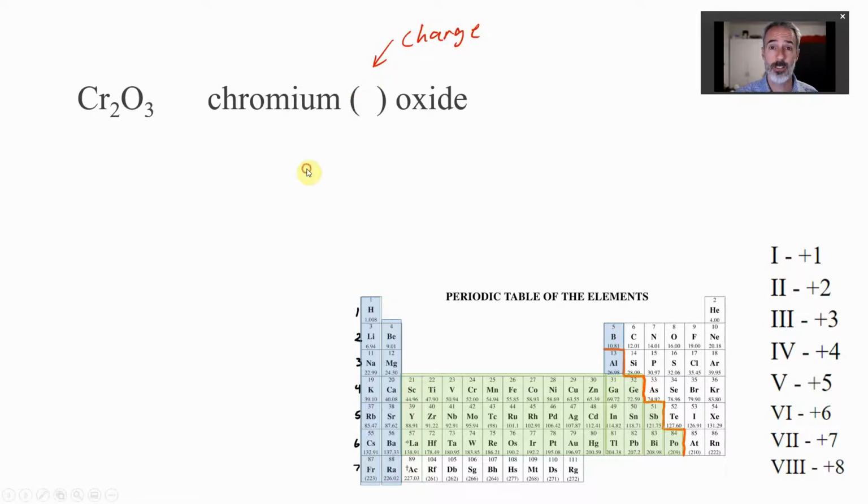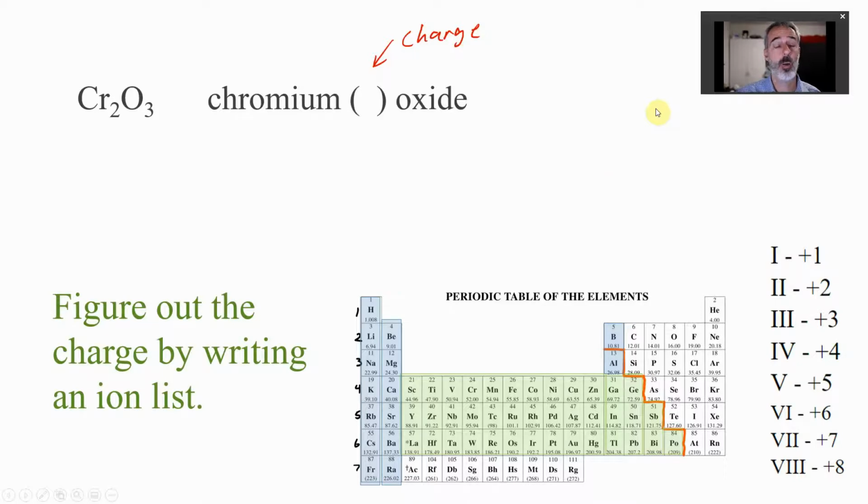The answer is make an atom counting list. Now I want you to help me on this one. In my list, I'm going to have how many chromiums? 2. There were 2 chromiums in the compound. I do not know their charges. How many oxygens go in my list? 3. What's the charge of oxygen? It's 2-. That's one we do know, right? It's in that area right there. We know that everything in this column is 2-.